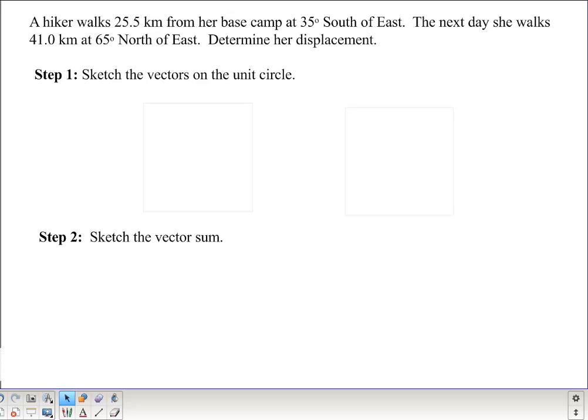So now I want to add vectors that are not perpendicular to each other. Similar to when we had two vectors, one east, one west, now I'm going to add two vectors, but they're not at right angles to each other, so I can't use the Pythagorean theorem. I have to do a couple of steps before I can add them. First of all, I have a hiker walking 25.5 kilometers at 35 degrees south of east. So there's my first one. Here's 35 degrees, and it's 25.5 kilometers.